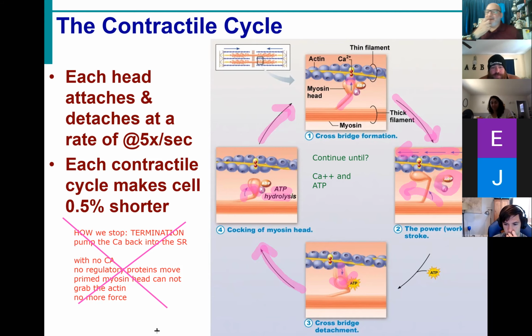Now, technically, couldn't the cycle also stop if we run out of ATP? Yeah. Technically, that is the case, but do our cells ever really run out of ATP? No. Never? Most of the time they don't. Most. When might be a case where your cell would run out of ATP?